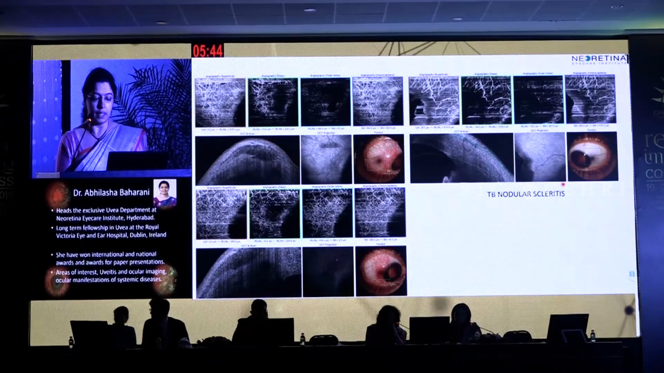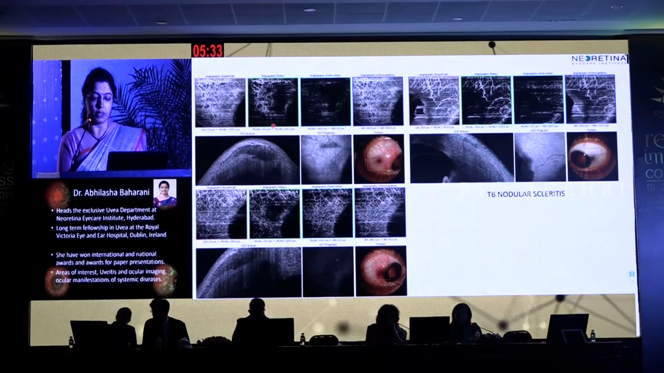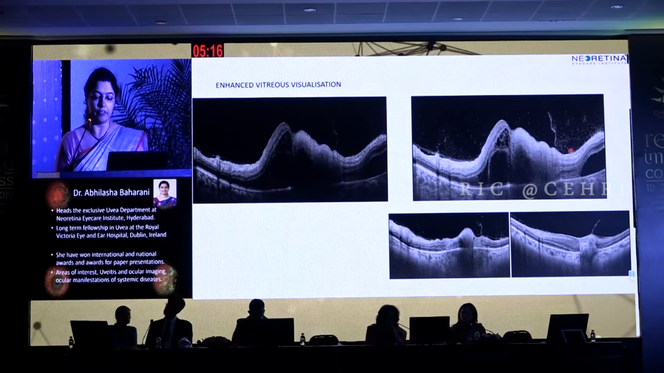There is one case report on scleritis and episcleritis OCT angiography. So you see here there is thickening of the sclera, and there is increased vascularity in the superficial layers compared to the normal fellow eye. Coming to vitreous, there is one feature called enhanced vitreous visualization, EVV, which helps in better visualization of the vitreous, and probably in the future we can have more objective grading of vitritis.